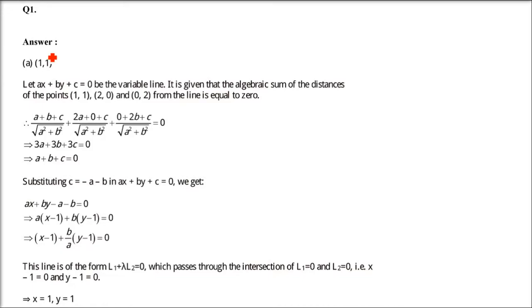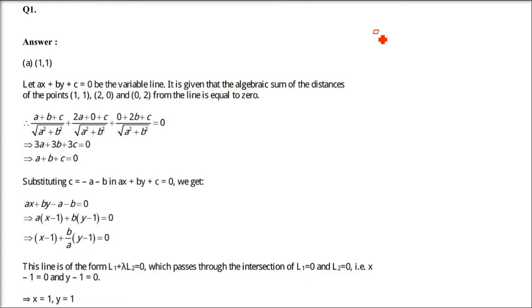So first is, L is a variable line such that the algebraic sum of the distances of the points (1, 1), (2, 0) and (0, 2) from the line is equal to 0. The line L always passes through, and 4 options are given here. So how do we do this?